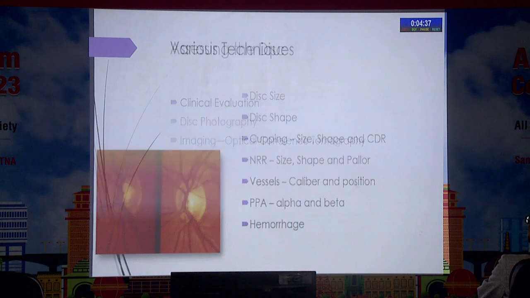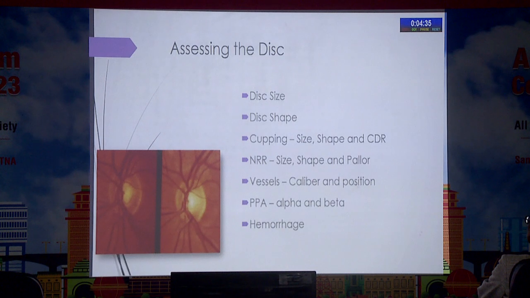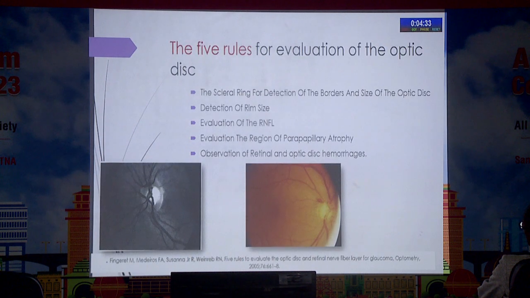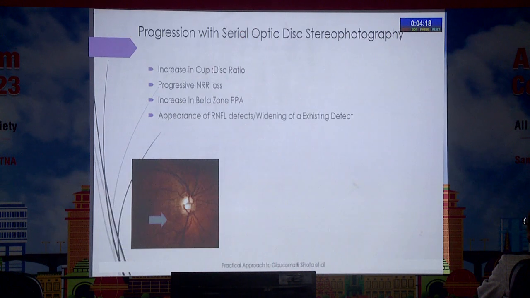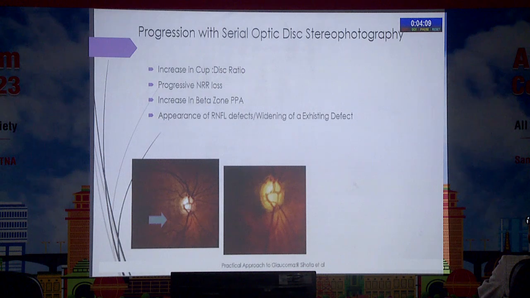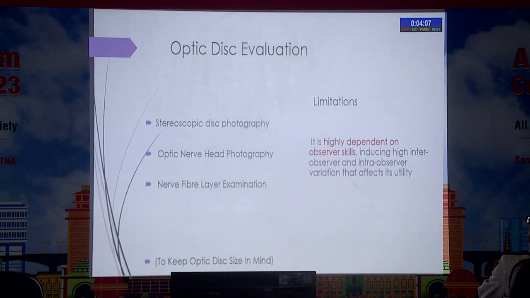But before that, let's have a few lines about disc progression and how to assess it. For evaluation of disc changes, there are 5 points we have to keep in mind, in which we start with identifying the scleral ring that gives the detection of the borders. And last but not least would be the disc hemorrhage. Likewise, in this particular case, we can see that over a period of 8 years, there is broadening of RNFL defect and an increase in beta zone parapapillary atrophy.